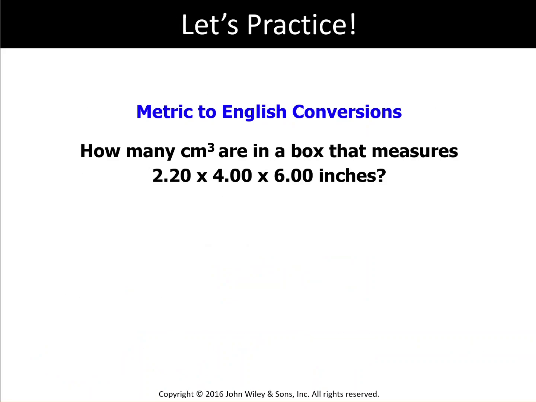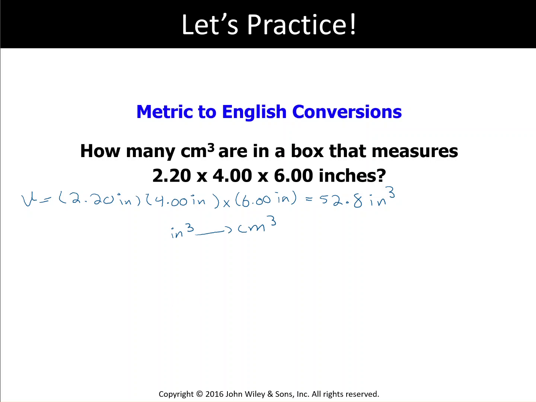Now let's look at another example. How many cubic centimeter are in a box that measures 2.20 times 4.00 times 6.00 inches? So in order to find the volume of this box, what we can do is first find the volume in inches. So 2.20 inch times 4 inch times 6 inch, which is going to be 52.8 cubic inches.